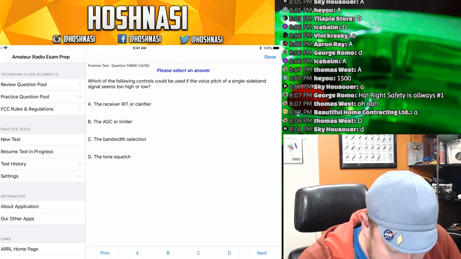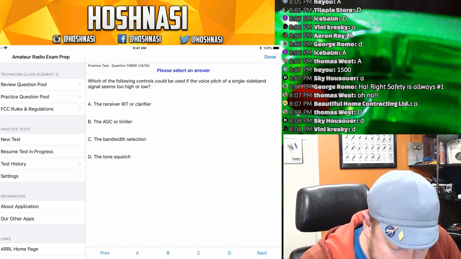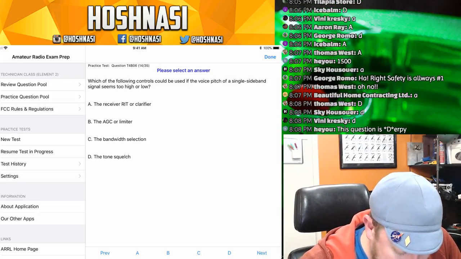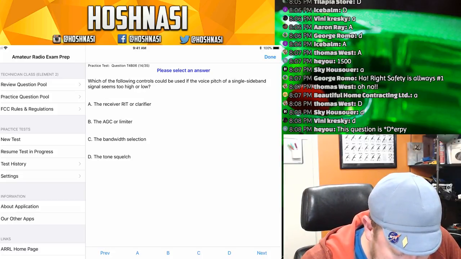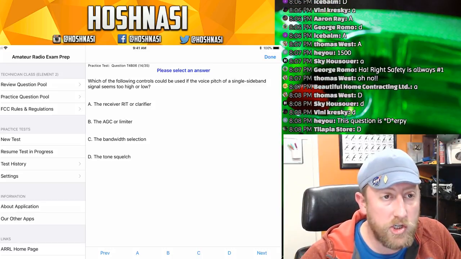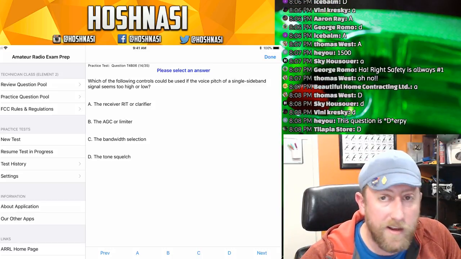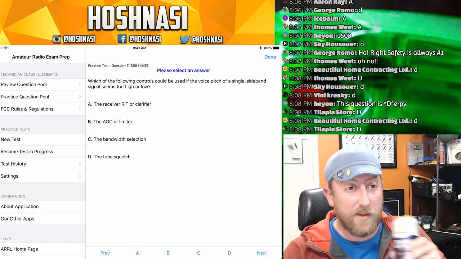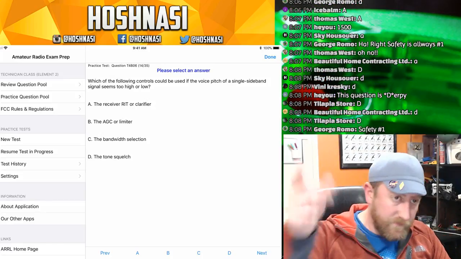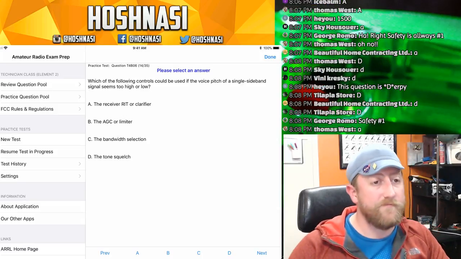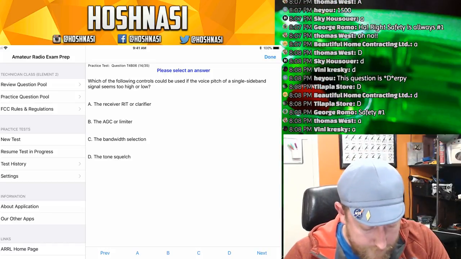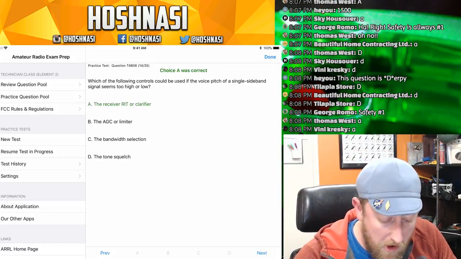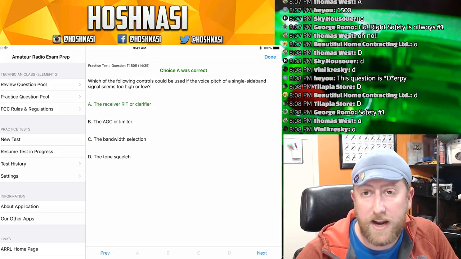Which of the following controls could be used if the voice pitch of a single sideband signal seems too high or low? The receiver RIT or clarifier, the AGC or limiter, the bandwidth selection, or the tone squelch? This question is derpy. Yeah, it's D, by the way. The last question, derpy. Okay, it is A. There you go. A receiver RIT, R-I-T, or clarifier.